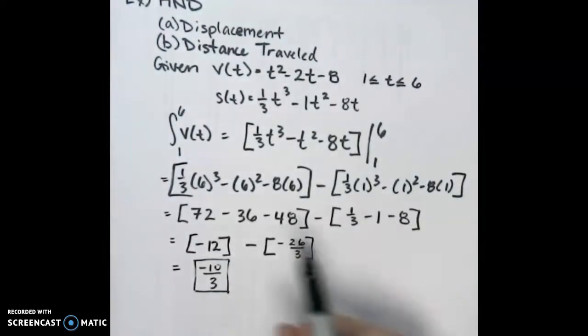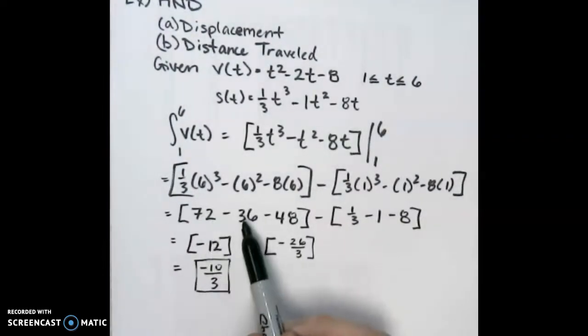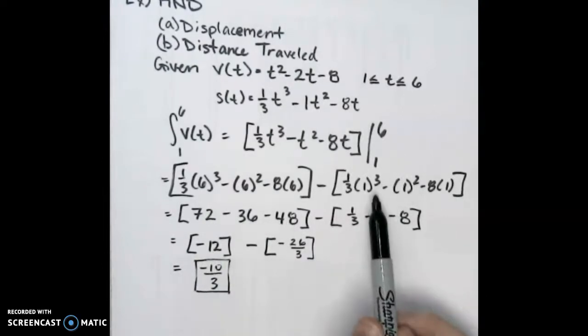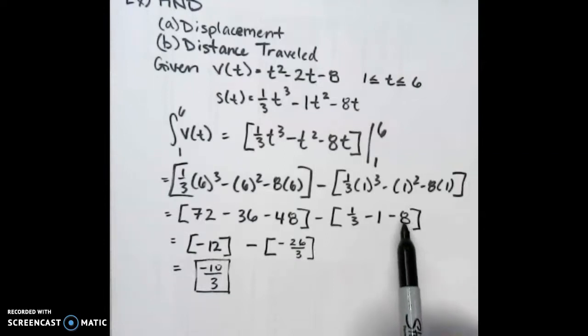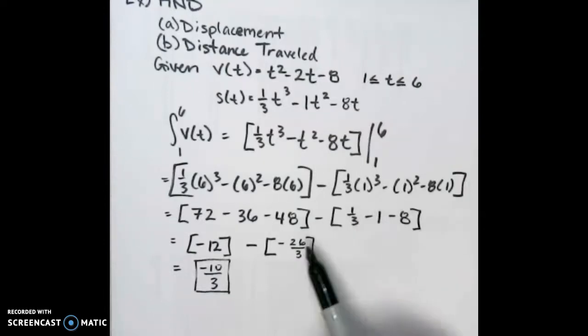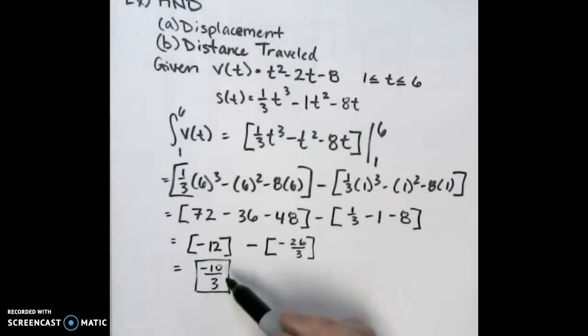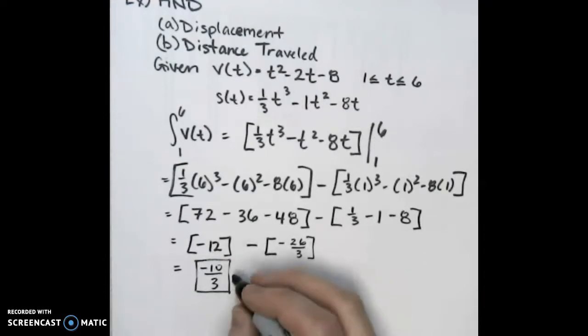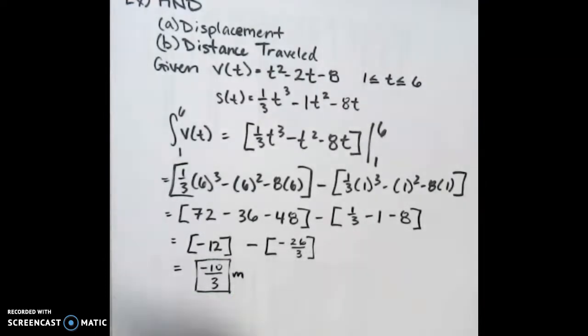So when I plugged in 6, I ended up getting 72, -36, -48. When you plug in 1, I'm getting 1/3, -1, and -8. Then I got a common denominator over here, got it down to 26/3. Over here we get 12, and then when you get a common denominator and add, you're going to get -10/3 for the displacement. So that is your displacement. That's how far we are in terms of, I want to say it's in meters. I'm not sure if they said, but that would be meters away from where we started.